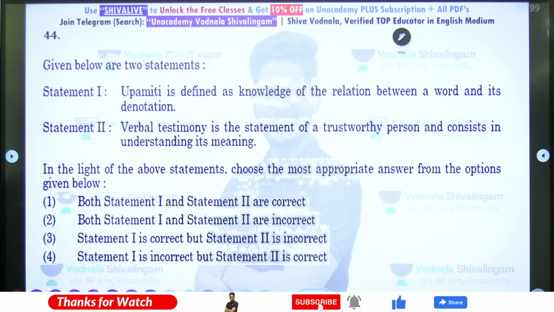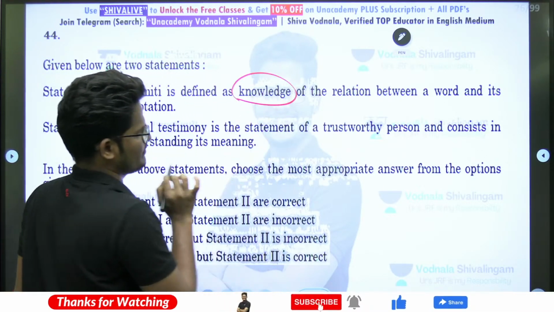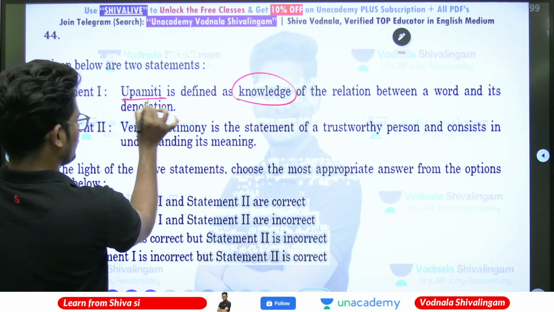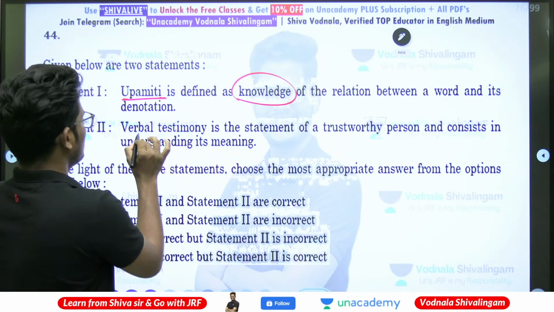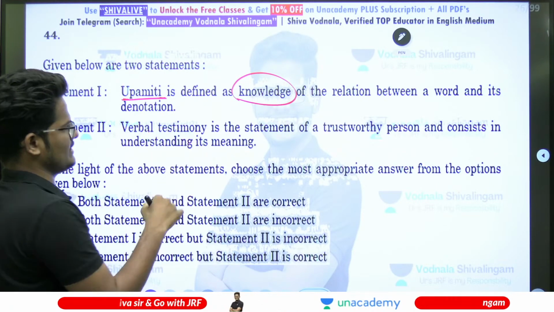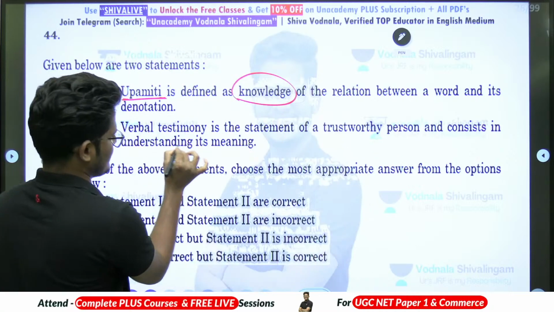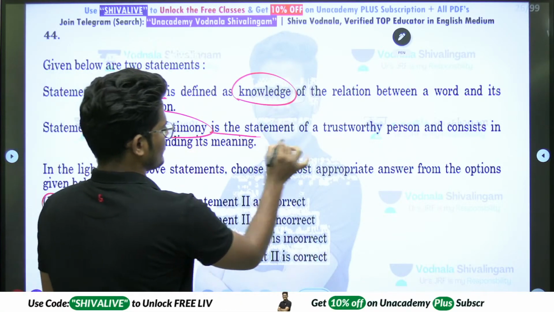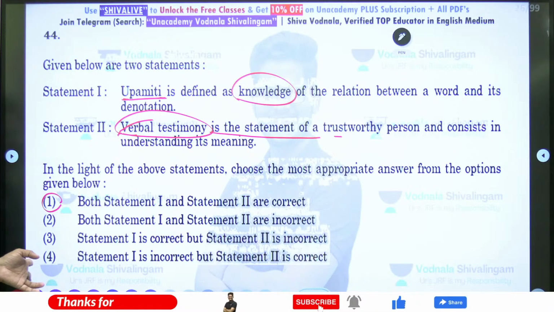So the answer for this question is 1, which is both the statements are correct. Upamiti is defined as a knowledge of the relationship between a word and its denotation. Upamiti is the word used in upamana, and verbal testimony is the trustworthy person's statements. So verbal testimony indicates the words spoken by the trustworthy person, which is understanding and its meaning.